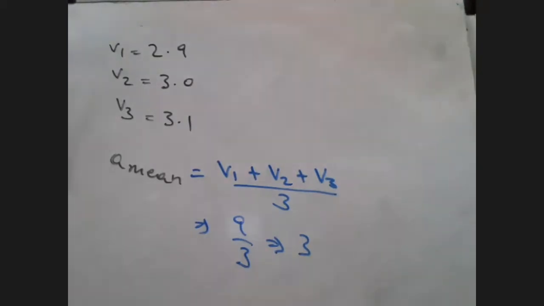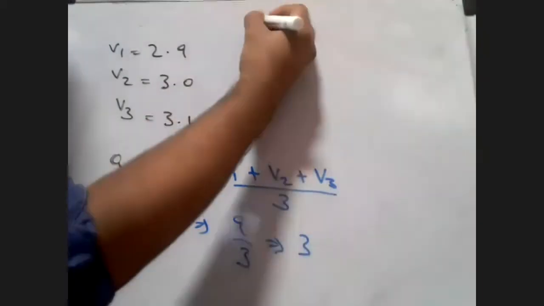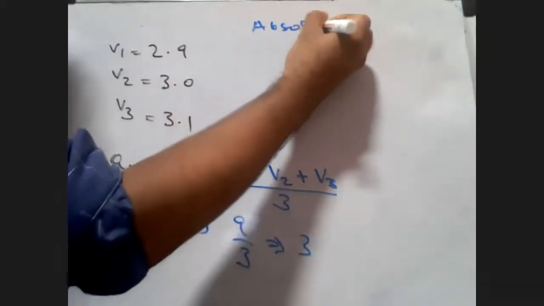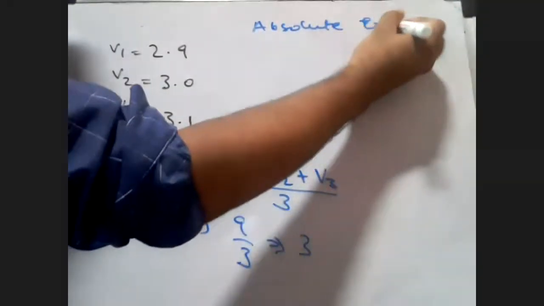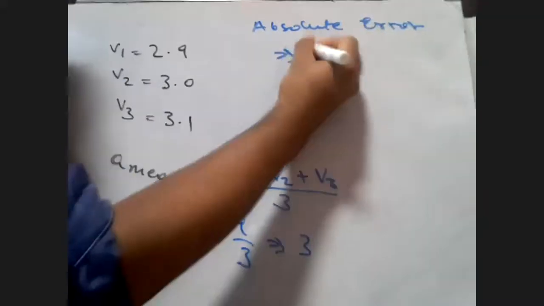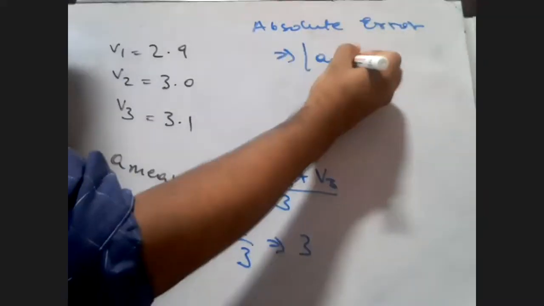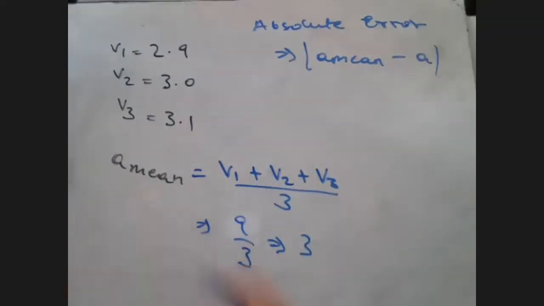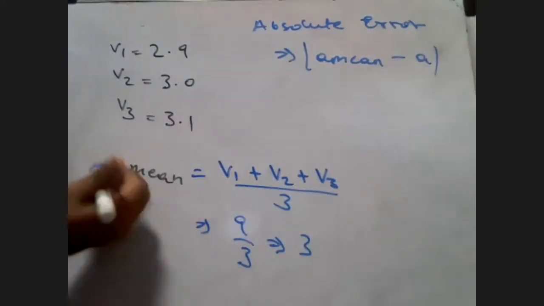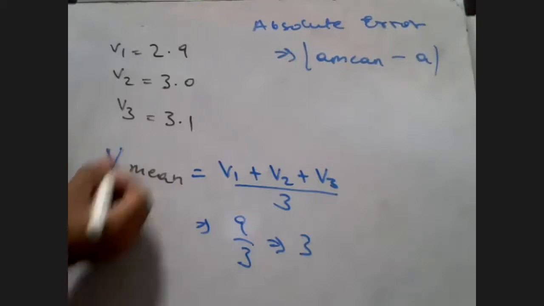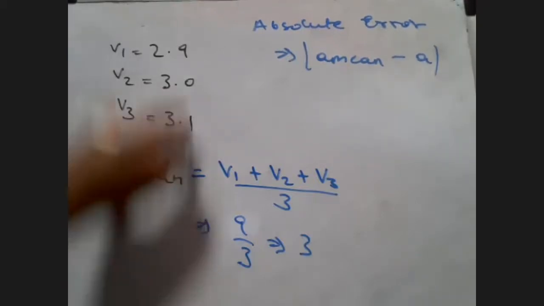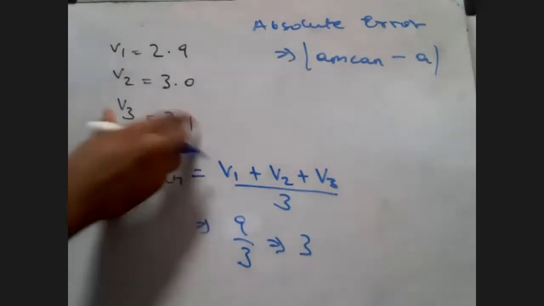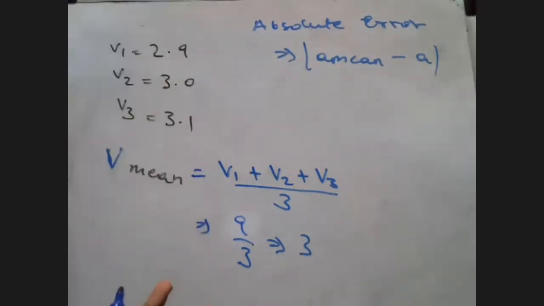Now I tell you to find out what the absolute error is. Absolute error will be A mean minus measured A. So in this case it is A mean, let's call this V mean, which makes it much better. So V mean minus V1, V mean minus V2, V mean minus V3. That will give you 3 absolute errors, isn't it?